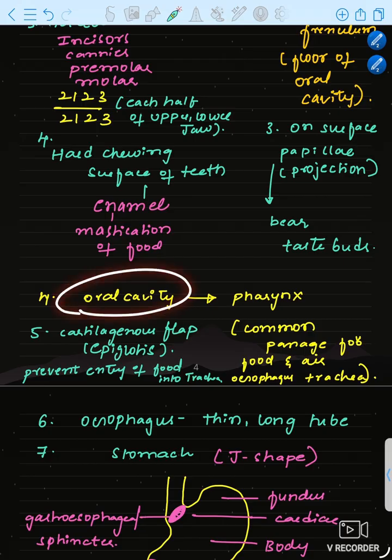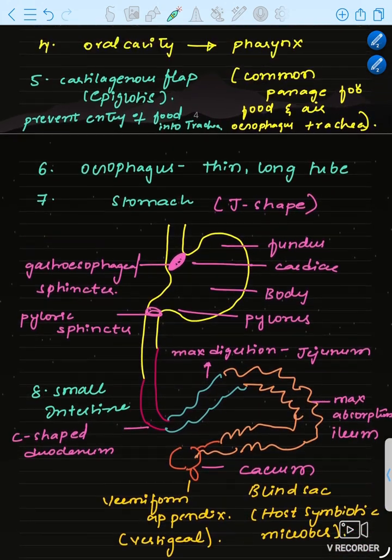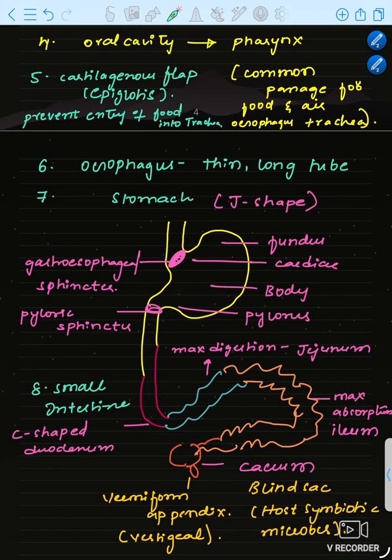Oral cavity leads to pharynx. I already told you pharynx is a common passage for food and air. That is, food means esophagus, air means trachea. And I also told you about the epiglottis. Epiglottis is a cartilaginous flap, okay, that prevents the entry of food into trachea by closing over the entry of the trachea. Okay, and next one is, you just think, oral cavity, pharynx, and next esophagus.